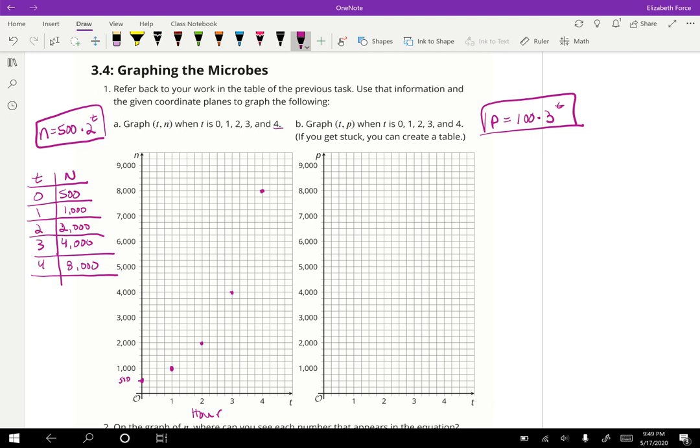So this graph is definitely not linear. This is growing by a multiplier. So this is growing pretty rapidly after the first couple of hours. It's going to start taking off. It's going to curve up there. Kind of color those in a little bit.